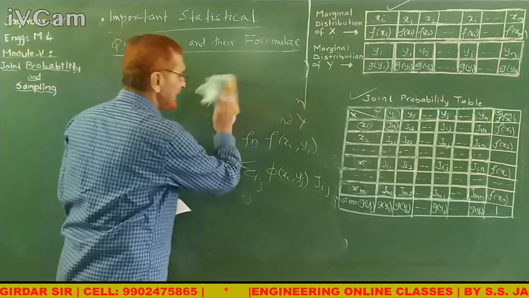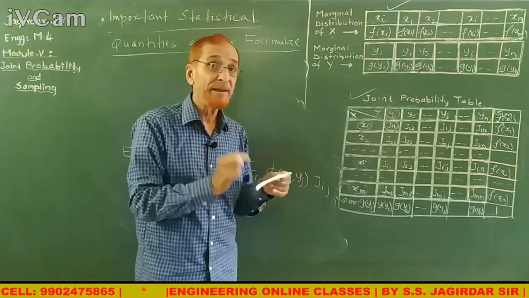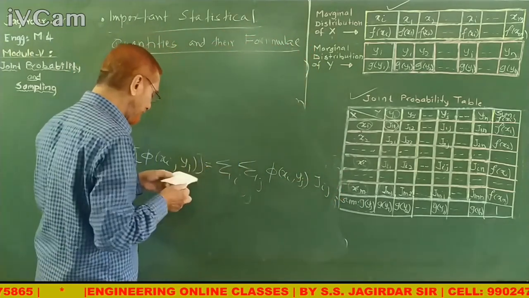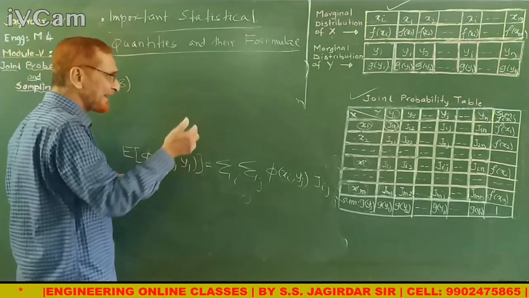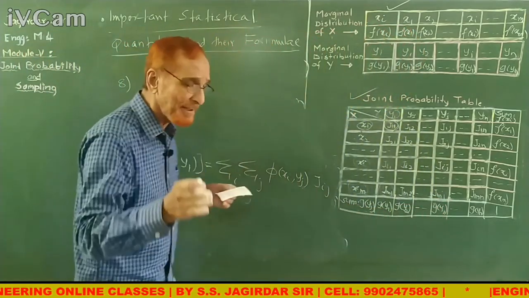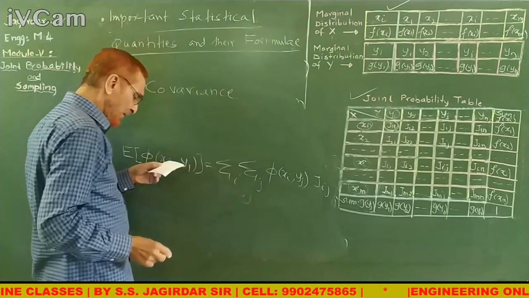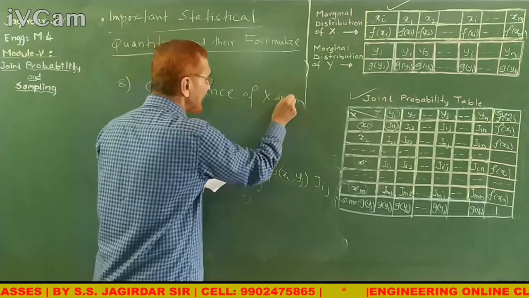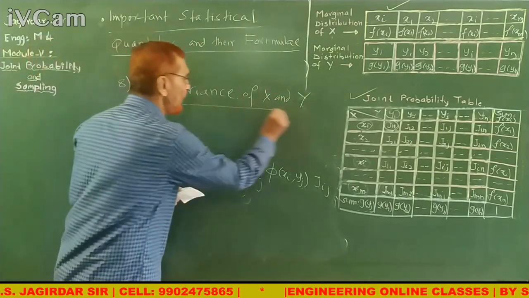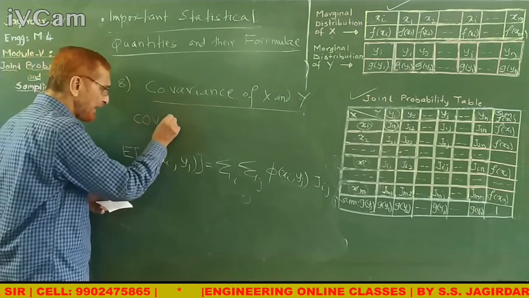Lastly, there are still two important quantities that will be required in the exam. The first is variance. Variance in the case of x and y is called the covariance. It is called the covariance of x and y. If you take the covariance of x and y, what is the symbol and what is the formula? The symbol is capital C, O, V, of x comma y.